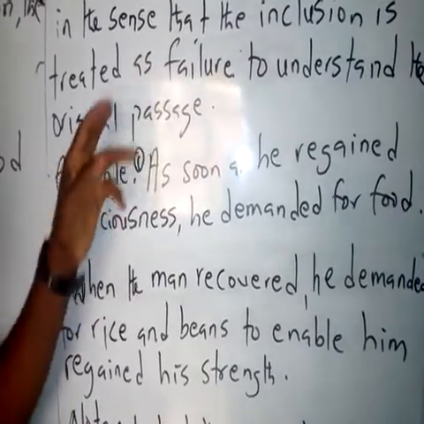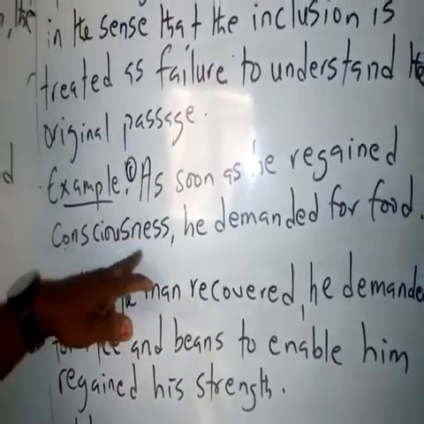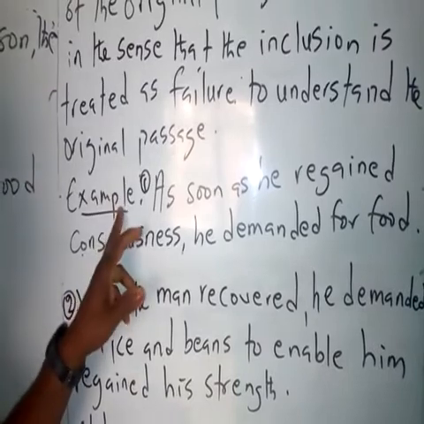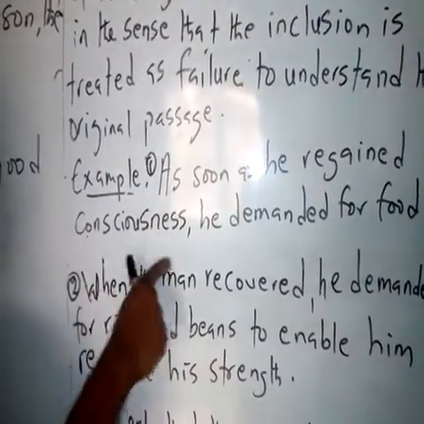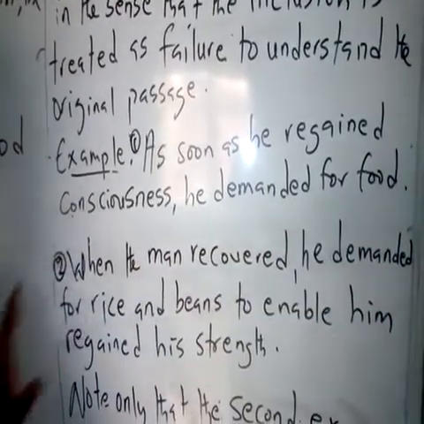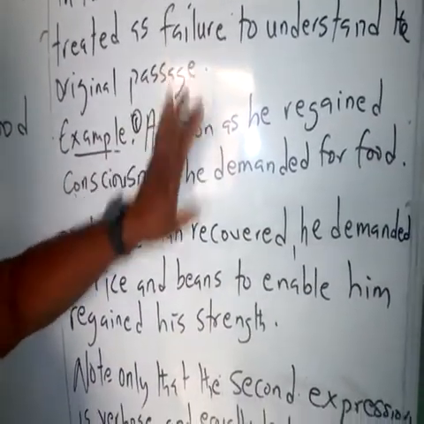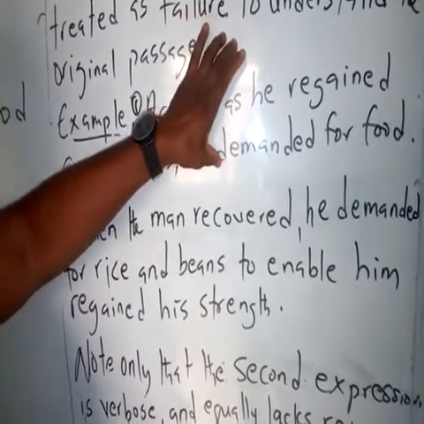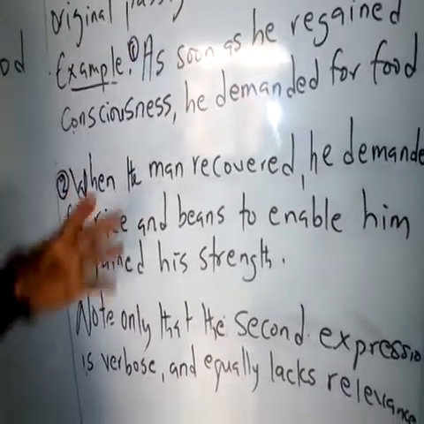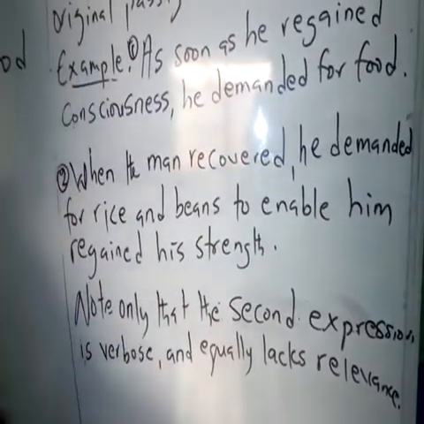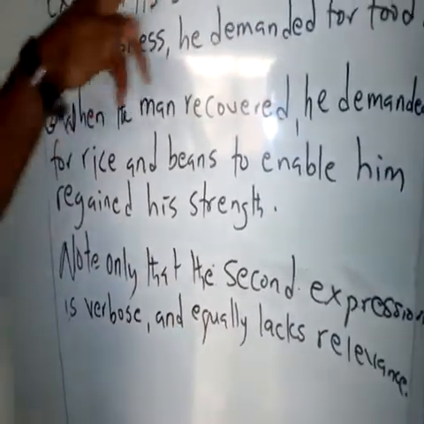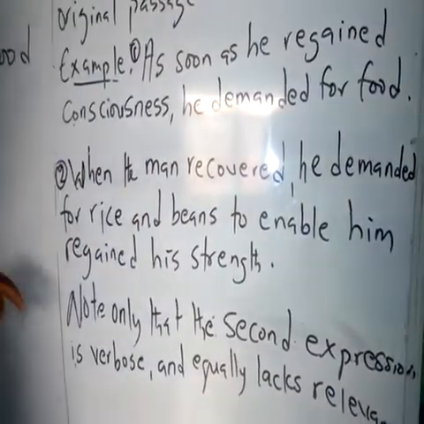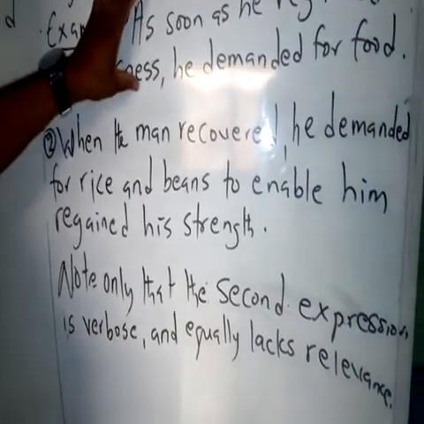Now, you will understand this better by an example. Example A: "As soon as he regained consciousness, he demanded for food." This is an expression I want to use to show you how you can be exact to what the passage is talking about. The first example says, as soon as he regained consciousness, he demanded for food. That is what the expression gives.